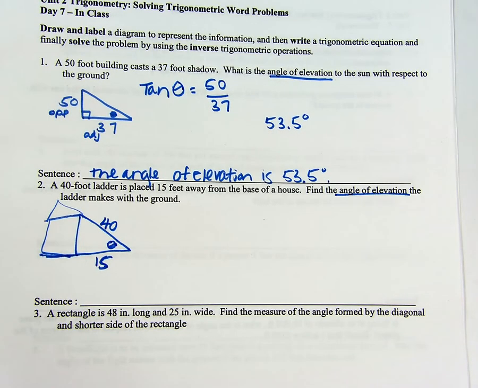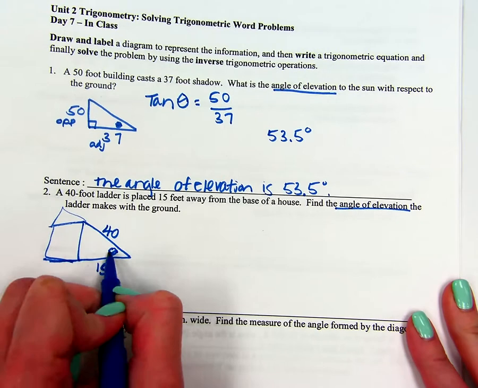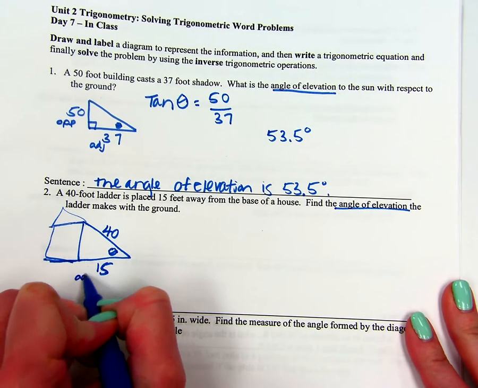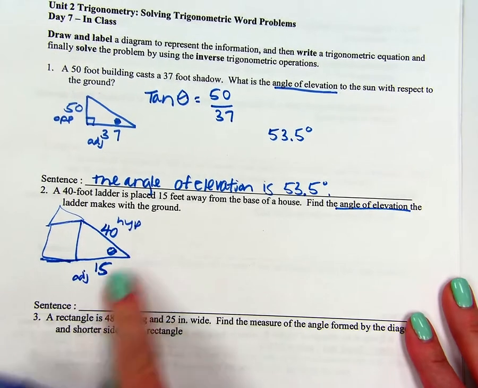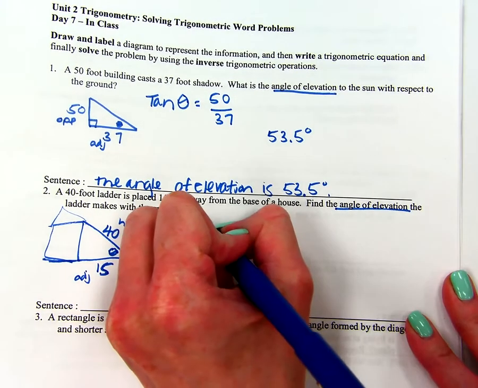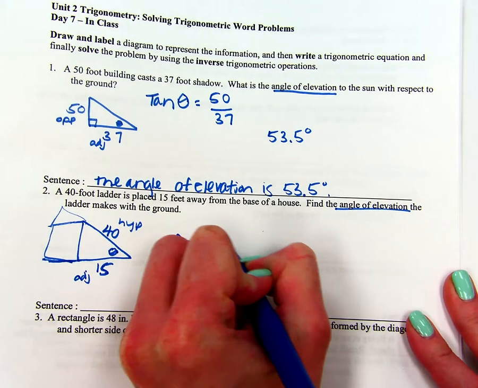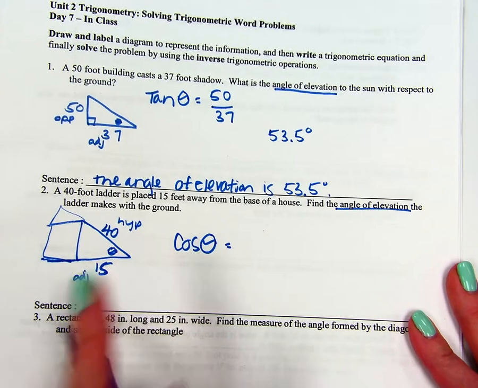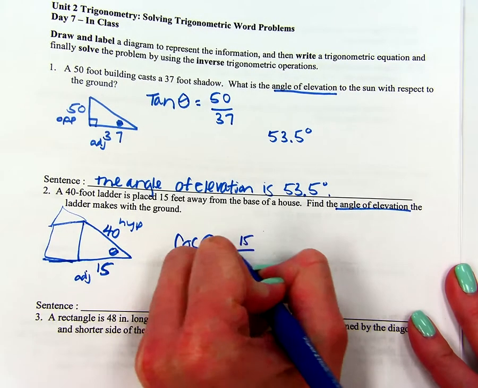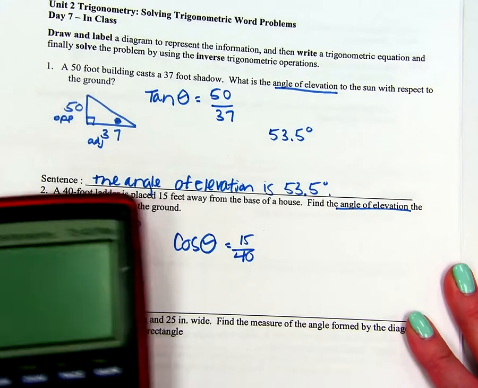So now we're going to label the sides of our triangle, and from there figure out what trig ratio we're using. So 15 becomes our adjacent, 40 becomes our hypotenuse. Adjacent and hypotenuse is cosine. So we're going to take the cosine of theta equals, and remember we just said it's adjacent over hypotenuse, so 15 over 40. Same thing again, go ahead and plug that into your calculator.